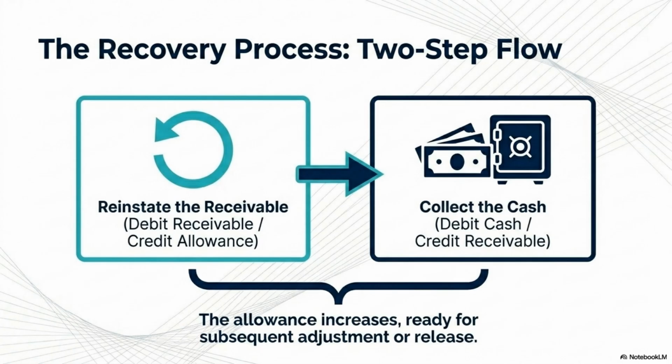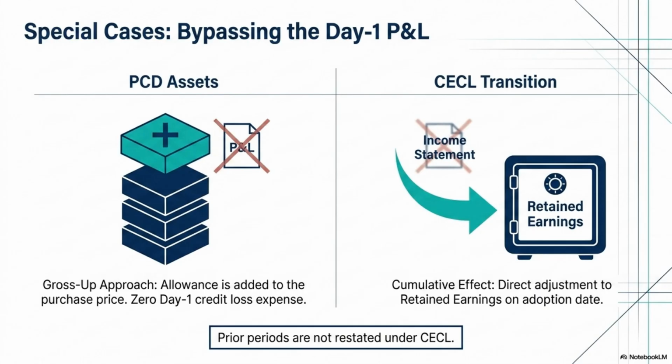When a previously written-off amount is recovered, you need 2 separate journal entries. Step 1, reinstate the receivable, debit accounts receivable, credit allowance for credit losses. This brings the asset back onto the books and restores the allowance. Step 2, collect the cash, debit cash, credit accounts receivable. The 2-step approach keeps the audit trail clean. After step 1, the allowance is slightly higher than before the recovery, so it is ready for the next subsequent period assessment.